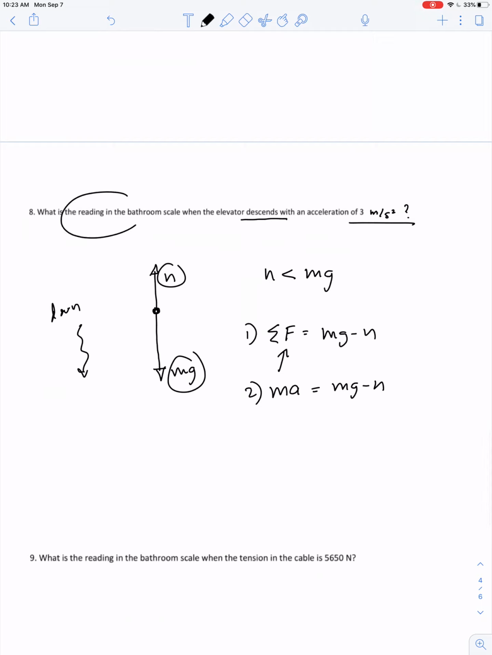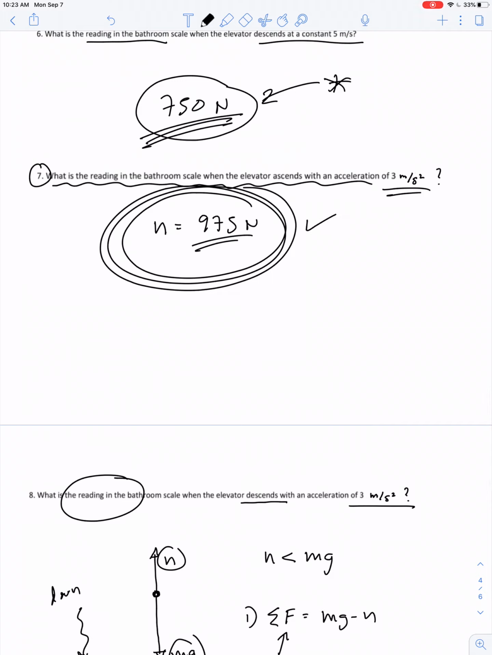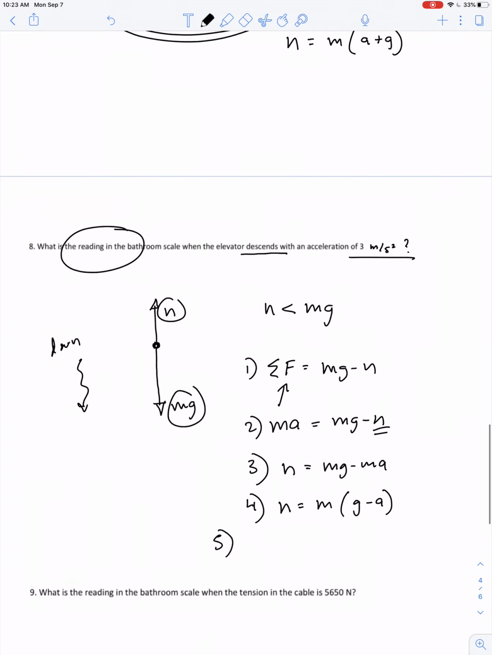We want to figure out what is that scale reading, so we're trying to solve for n. So do a little algebra, and n is equal to mg minus ma. We can factor out the m, and the normal force would be the mass times the difference between the acceleration due to gravity and the magnitude of the acceleration of the elevator. So previously, when we calculated the 975 newtons, we had derived an equation that said n is equal to m times the quantity a plus g. Here we've got a formula that says n is equal to m times the difference between g and a.